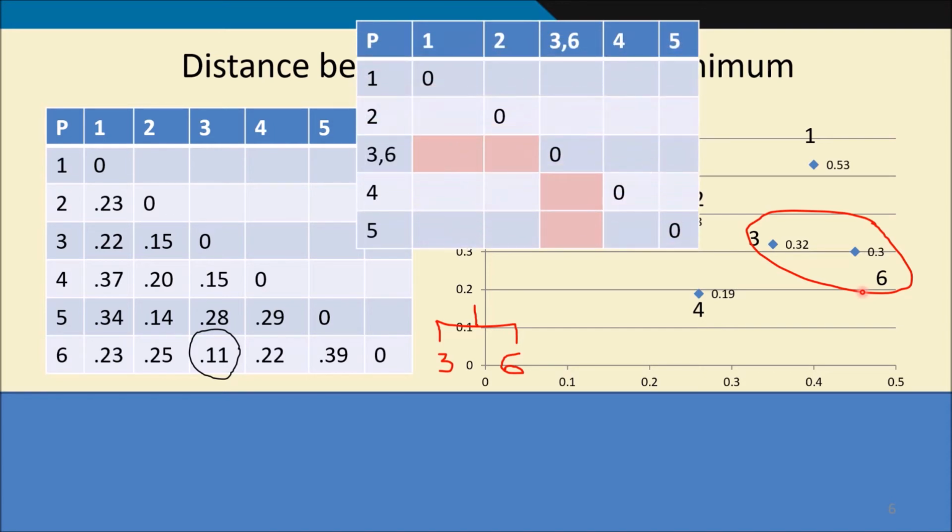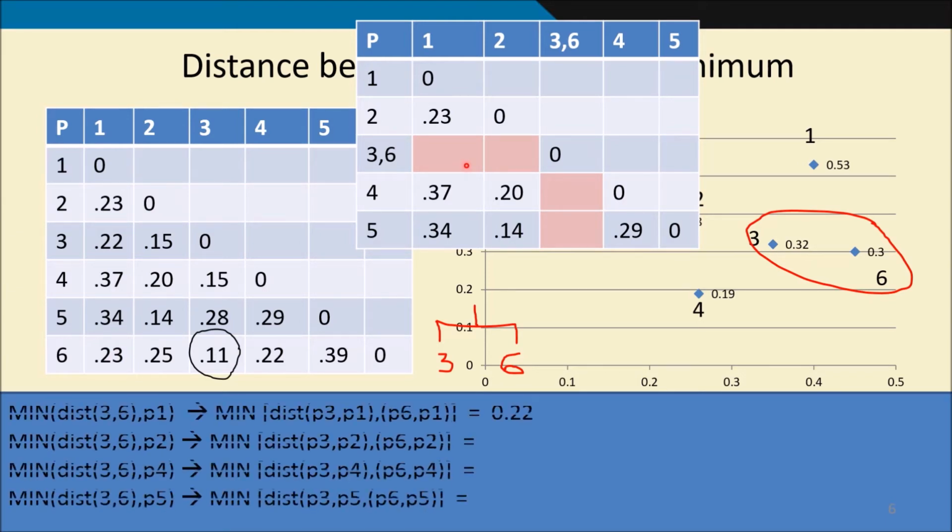Now we have to update this distance matrix, wherein 3 and 6 are taken as one. The data in all the other cells would come as it is. Only for 3 and 6 we have to see which is the minimum value, and that minimum value will come over here because we are looking at single linkage. So for that we have to see the minimum distance to points 1, 2, 4 and 5. The distance between 3 and 1, and the distance between 6 and 1, whichever is minimum, we'll be taking that.